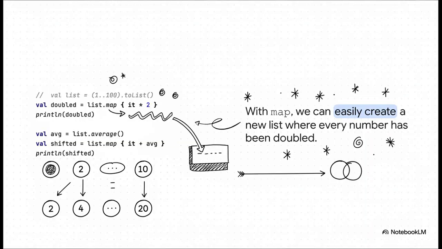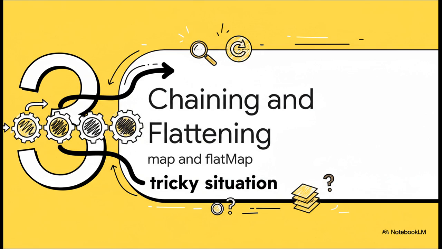And again, just look how simple this is. We want a new list where every number is doubled. We just call map and pass it the lambda it times 2. Done. No more creating empty lists, no more looping through and adding stuff, just one single super readable line of code. Okay, now this is where things get really interesting. Because these functions aren't meant to be used all by themselves.